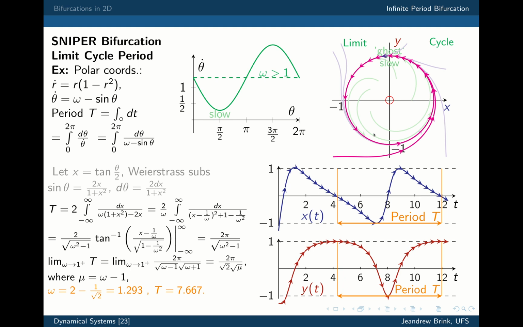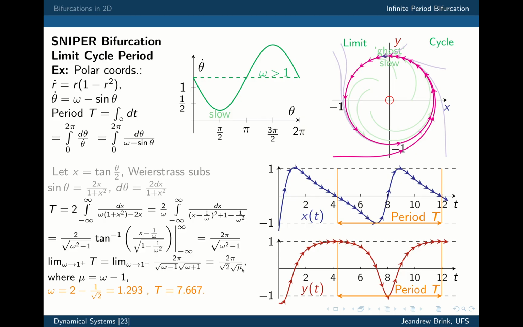But we will be able to show in general that the period of the limit cycle is entirely dominated by the slow ghost flow near the bifurcation point, and then you can actually show that in general your period for any sniper bifurcation goes like 2 pi over the square root of 2 times the square root of mu.